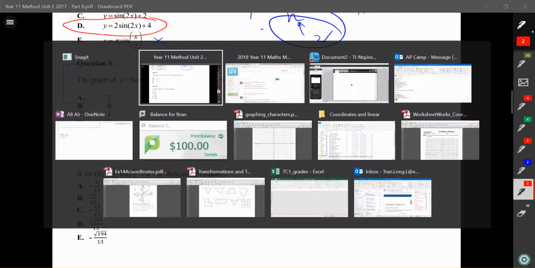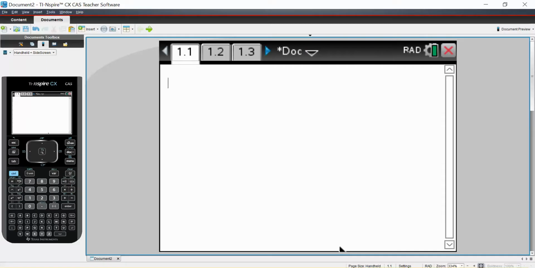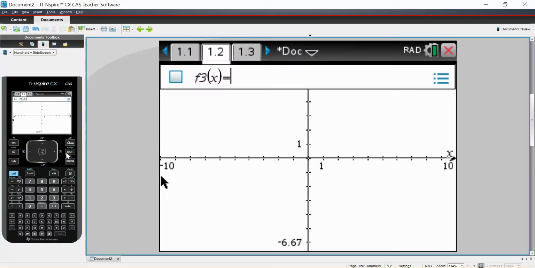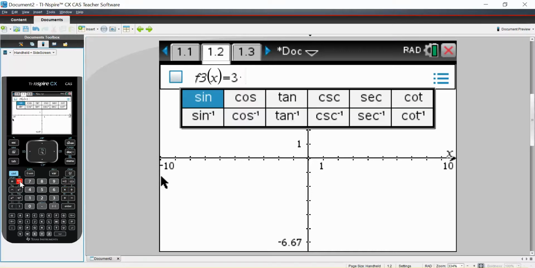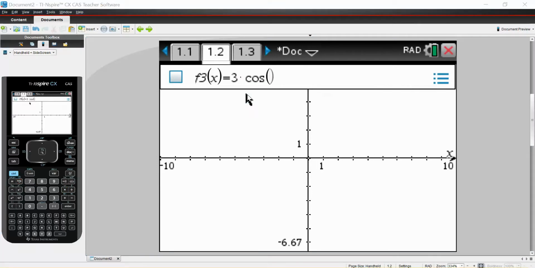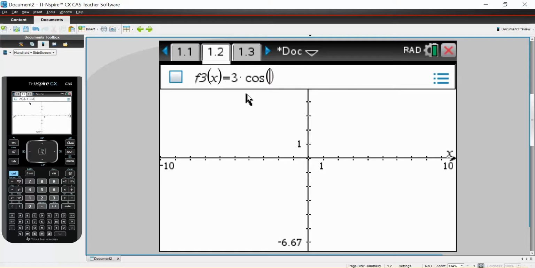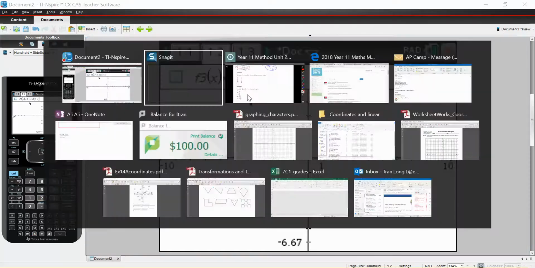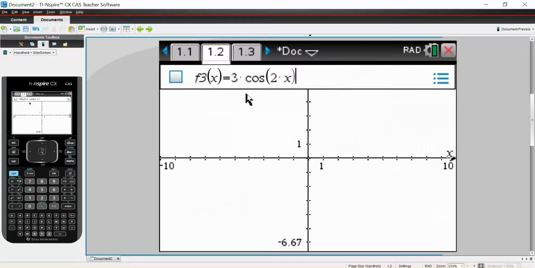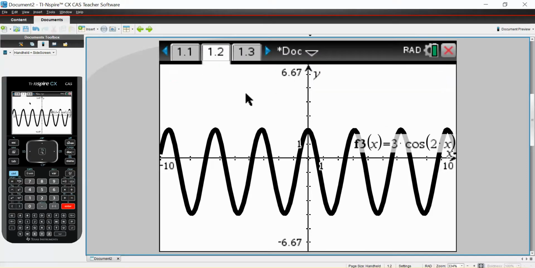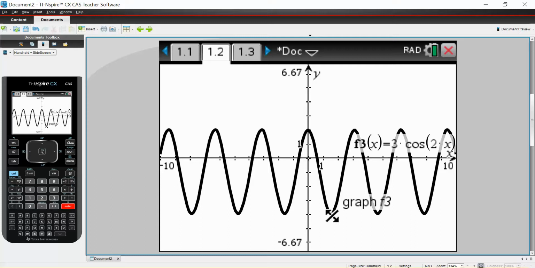So just in case you couldn't visualize it, go to your CAS, control, document, add a graph. You got 3 times cos, which is over here, trig button. You got a cos of, what was it again? Let's go back. 2 times x, minus 1. There you go. Press enter, and the minimum value, as you can see, is down here.